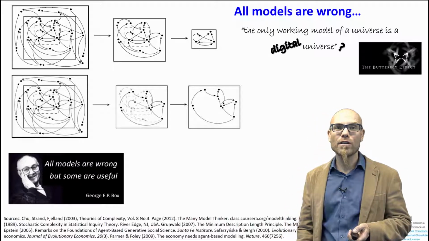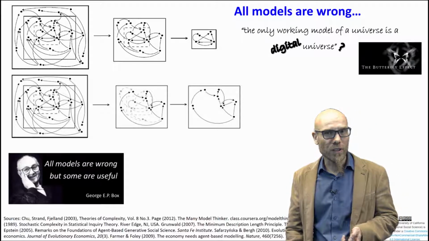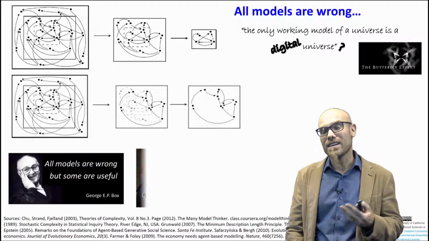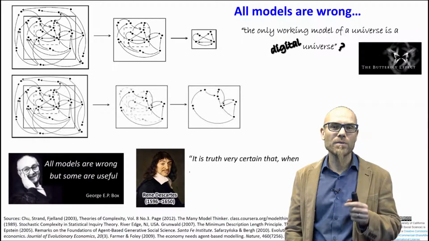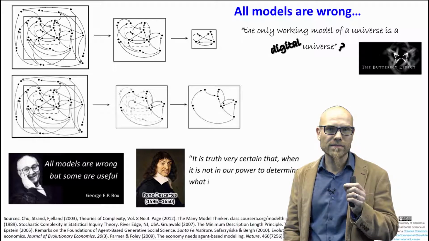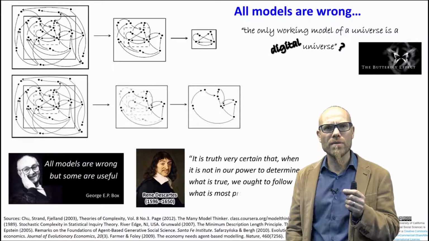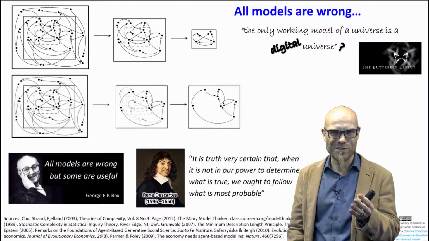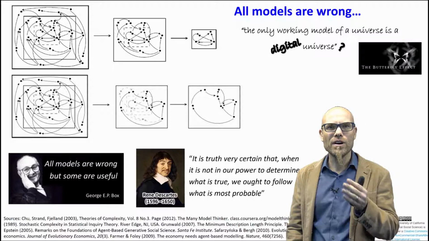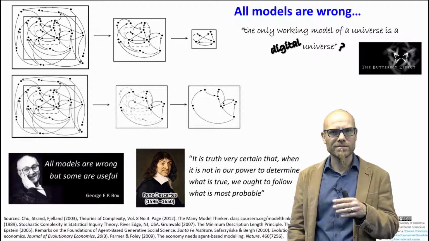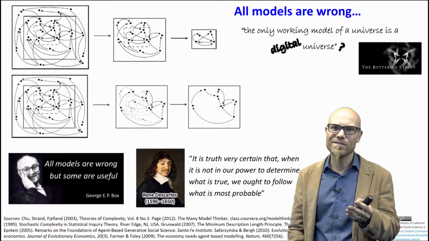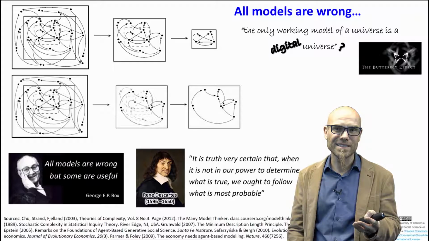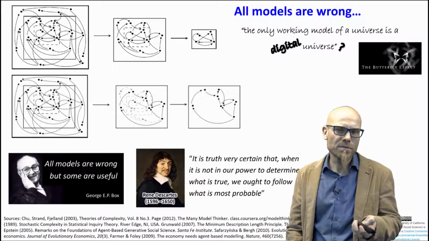Summing up, all models are wrong, but some are useful. And to say it in the words of another big thinker, the philosopher René Descartes, he said that when it's not in our power to determine what is true, and we can never know what's true because we don't have a one-to-one map, we ought to follow what is probable. It's another way of saying what I already repeatedly said: all models have to be probabilistic, and therefore all models must be wrong, but some are useful.